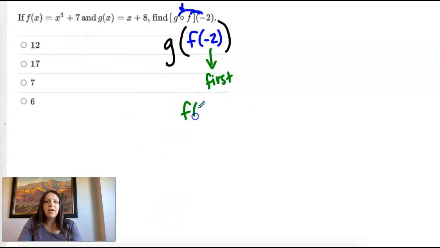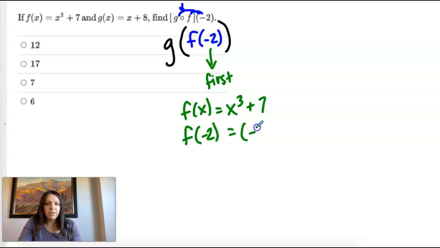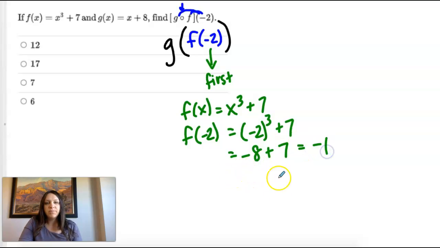So f of x is x cubed plus 7. F of negative 2 is negative 2 to the third plus 7. Negative 2 to the third is negative 8. Negative 8 plus 7 is negative 1. So now I know that f of negative 2 is negative 1.